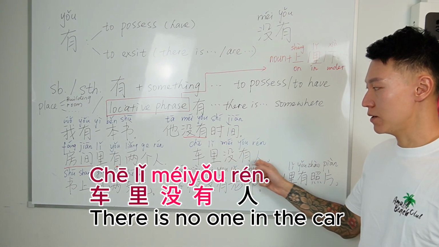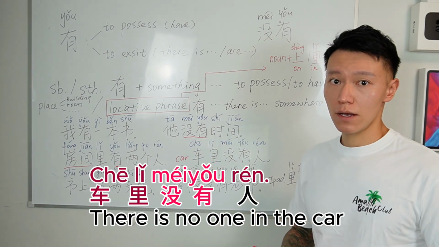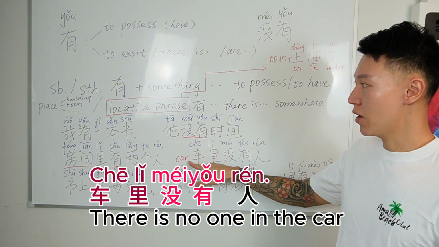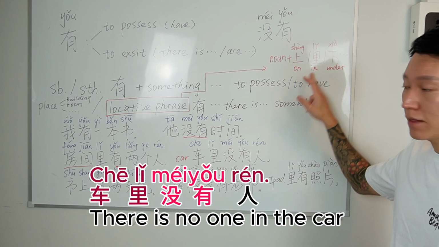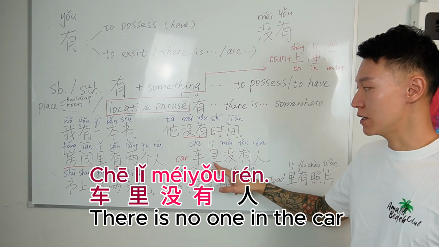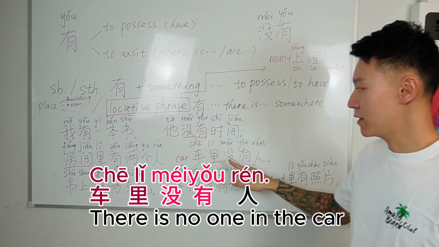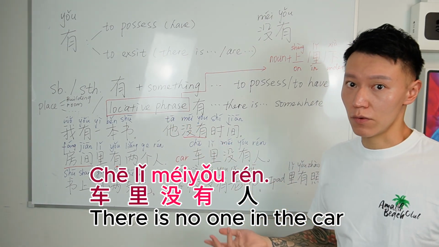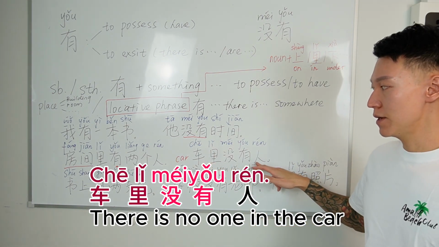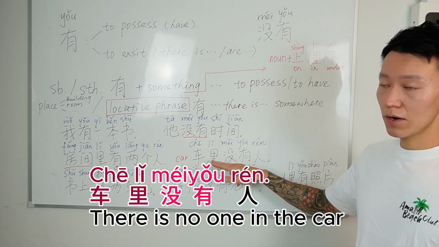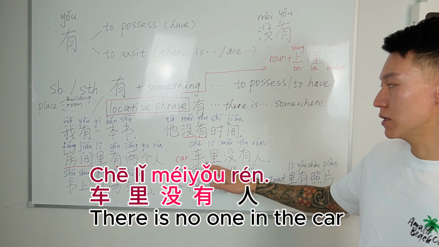Okay? Next one. 车里没有人. 车里没有人. If you don't know what a 车 is, it means a car, right? So a car is a noun, and after the noun we have in, that is 里. So 车里, these 2 characters form a locative phrase, and then this 没有 means there is no, there are no. Okay? So 车里没有人, it means inside the car there are no people. 车里没有人.